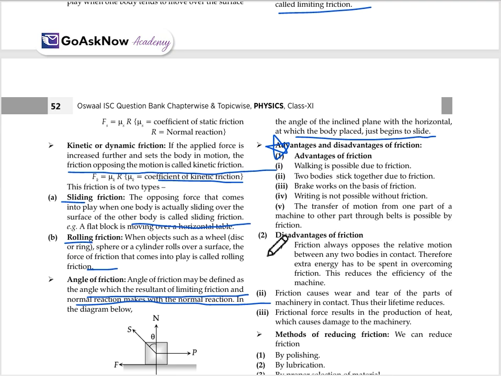And the disadvantages: friction always opposes the relative motion between any two bodies in contact. Therefore, extra energy has to be spent in overcoming the friction. This reduces the efficiency of the machine. Friction causes wear and tear of machinery parts in contact, thus reducing their lifetime. Friction force results in the production of heat, which causes damage to the machinery.